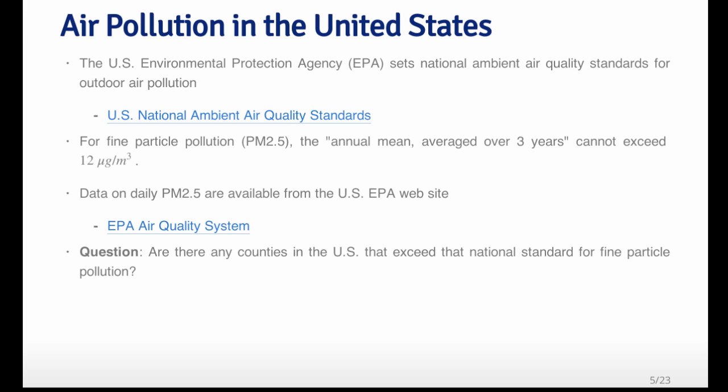There's data available on PM2.5 from the U.S. EPA's air quality system. I've downloaded that data and summarized it here just for the purposes of this presentation. The basic underlying question in this exploratory analysis is just going to be, are there any counties in the United States that exceed the national standard for fine particle pollution? We have monitoring data from many counties in the United States where air pollution is a problem, and we want to see whether or not they exceed the 12 microgram per meter cubed standard that has recently been set.